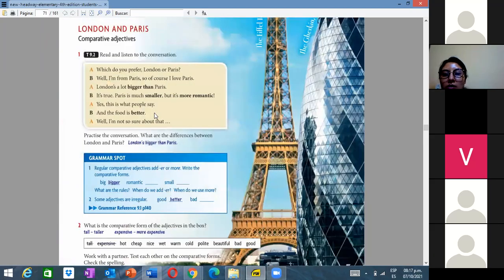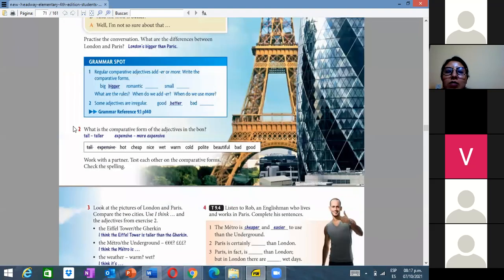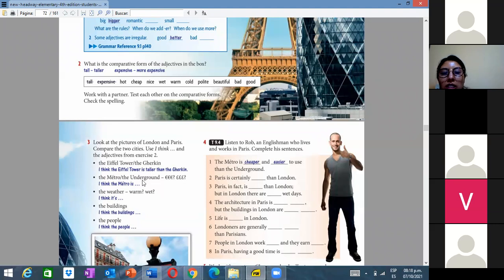We are comparing these buildings, the Eiffel Tower and the Grand King. That's why here we have the example. What's my sentence? I think the Eiffel Tower is taller than the Grand King. What is the adjective here? Tall, yes. The adjective here is tall, but our sentence is comparative, so you have to change the adjective. That's why here we have taller. What do we have to do? We have to add ER. I think the Eiffel Tower is taller than the Grand King, no?